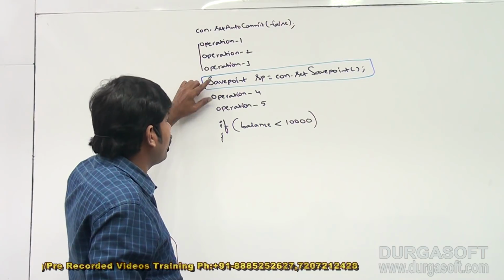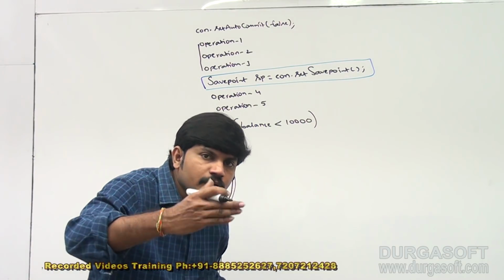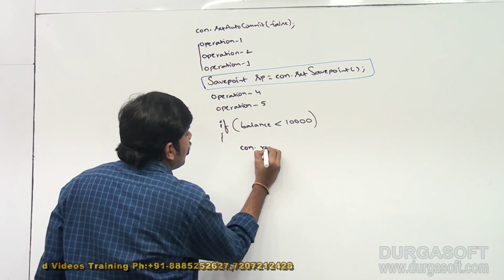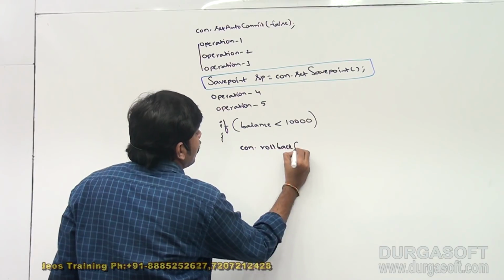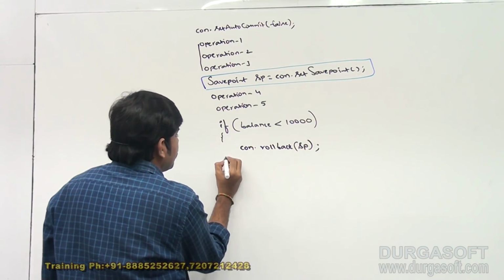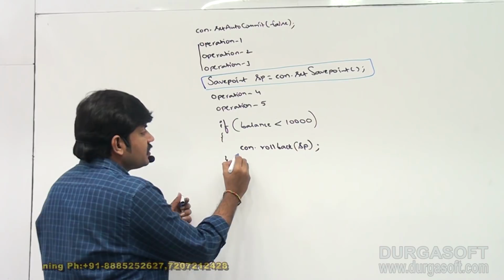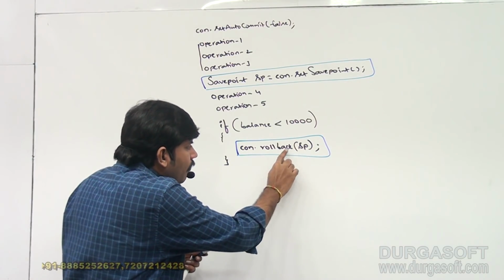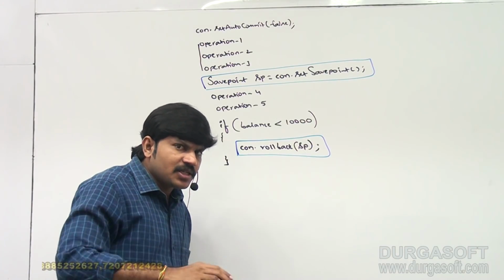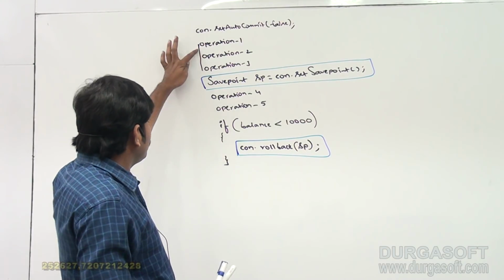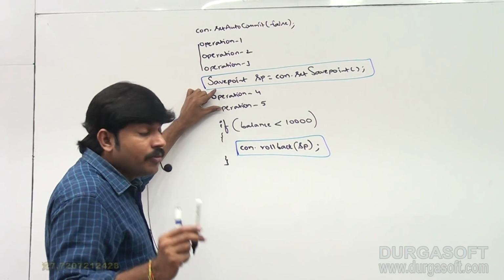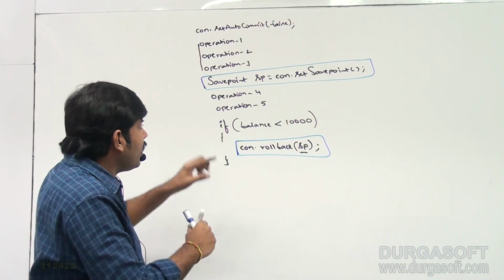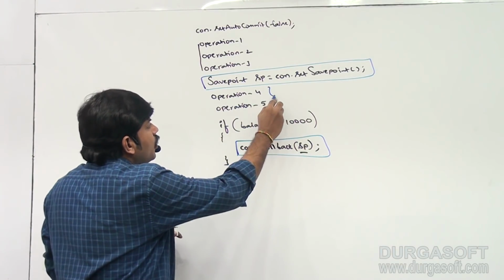So from this save point, how many operations did you do? Can you please roll back those operations? What I have to do is conn.rollback(sp). Observe a bit very carefully. If I use rollback of sp, which operations will be rolled back? 1, 2, 3, 4, 5, or only 4 and 5? With respect to this save point, only 4 and 5 operations will be rolled back.